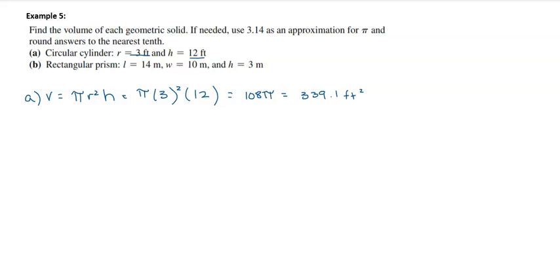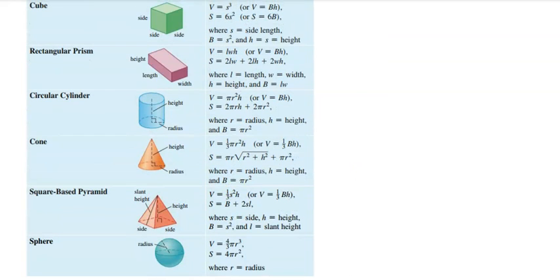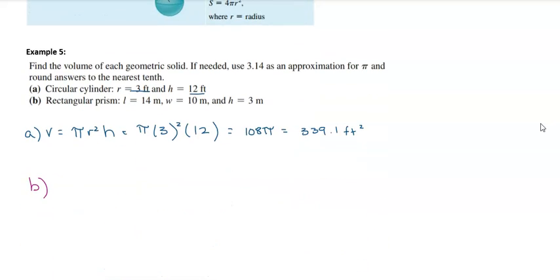Okay? So for the next one, we've got a rectangular prism. So what is the formula for a rectangular prism? So let's go up here and look. A rectangular prism is just like a box. So you're just going to take the length times the width times the height. So those are pretty straightforward. So the rectangular prism, we've got the length here, the width, and the height. So the volume equals length times width times height, which is 14 times 10 times 3. So 14 times 10 times 3 is 420. And don't forget to use your units. They are meters. So it's going to be meters cubed.